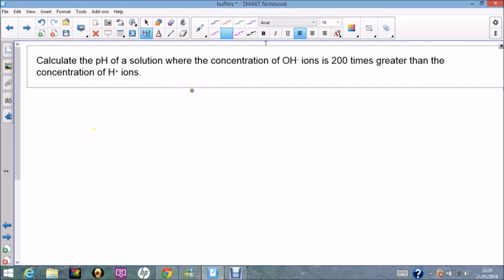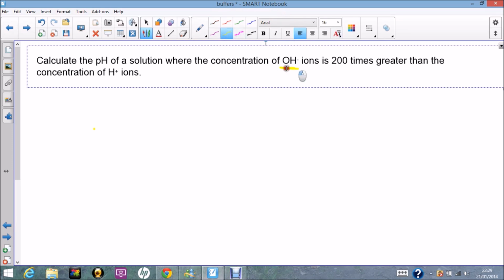An example of this type of question, which quite often catches people out. So it says pH of a solution where the concentration of OH minus ions is 200 times greater than the concentration of H plus ions. Think about which calculation you're using and pause the video now.